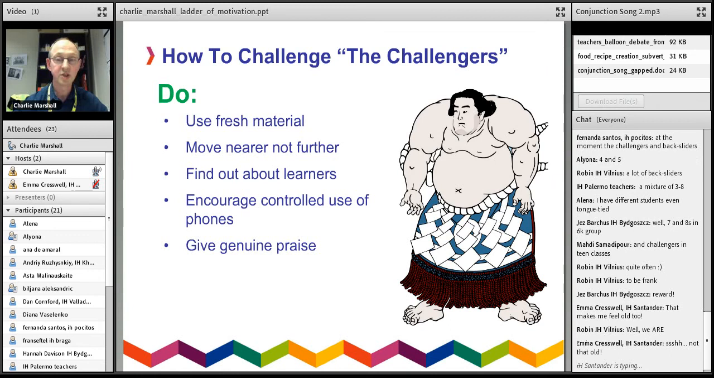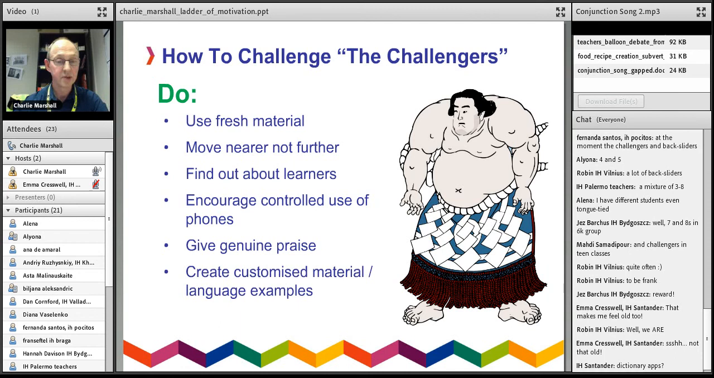Another one is giving genuine praise. Now, even the most difficult student will do something good at some point, and you just have to catch them at the right moment, catch them doing something good, and then praise them. And I've found that has a very positive effect. I've done that maybe every summer for the last 4 or 5 years in our summer schools.